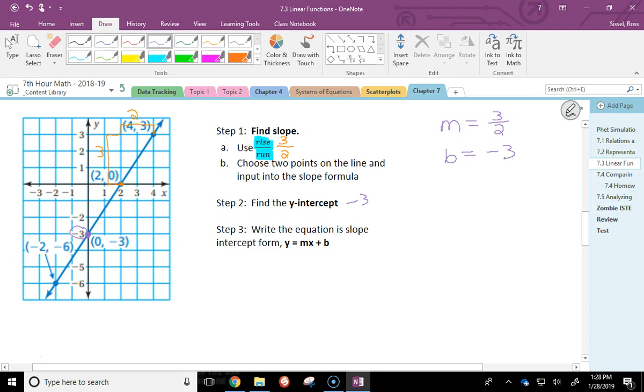Kaden, I'm going to pick on you because I know you were gone for a day. I want to see if you're catching on to this. What would be my equation? Y equals 3/2 x minus 3. Kaden, that's perfect. Good job. So, slope was 3/2. Y-intercept's -3. Y equals 3/2 x minus 3.